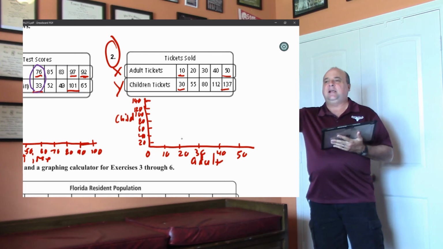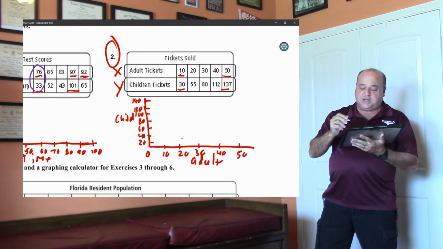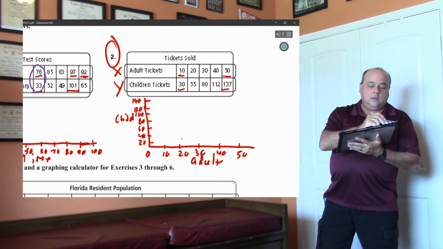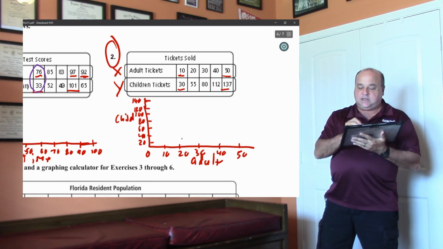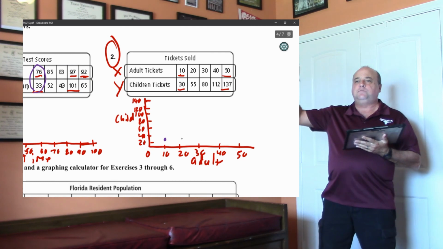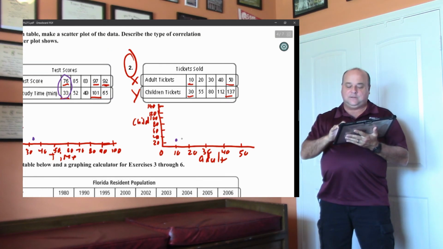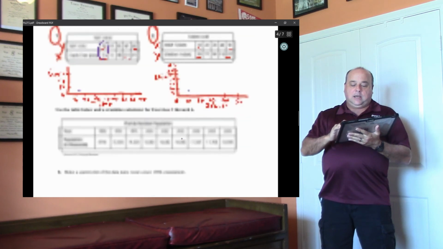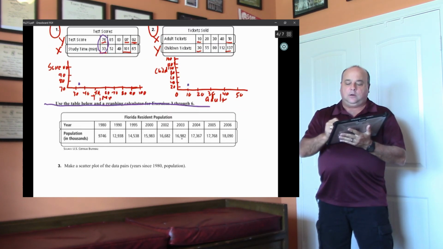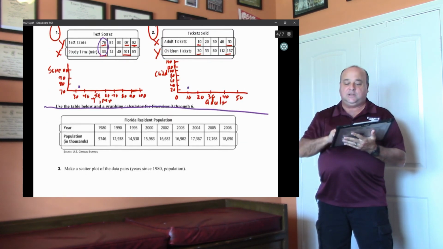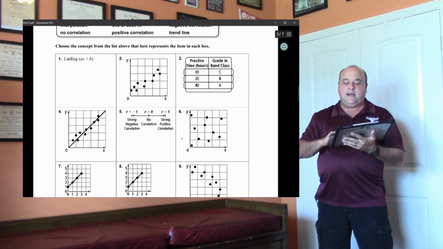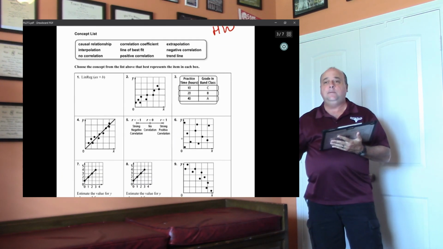Now you're just going to make a scatter plot with those dots. The first dot would be 30, 10. So if I start at 10 adult tickets, I'm going to go up to 30, which will be about here, and just make your scatter plot, right? Then you're going to write down a negative or a positive correlation. Okay, and then stop right there. So your homework tonight is to do those two and to match up these vocab words, okay?